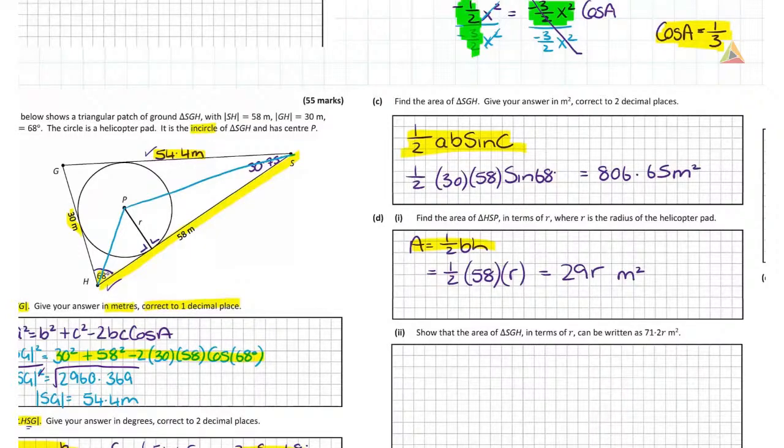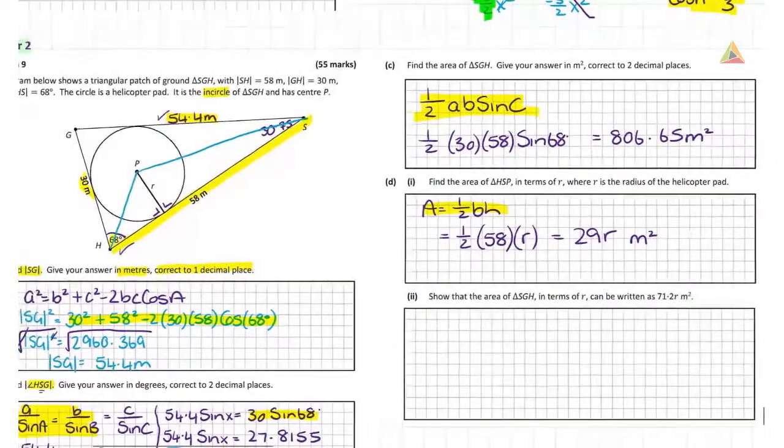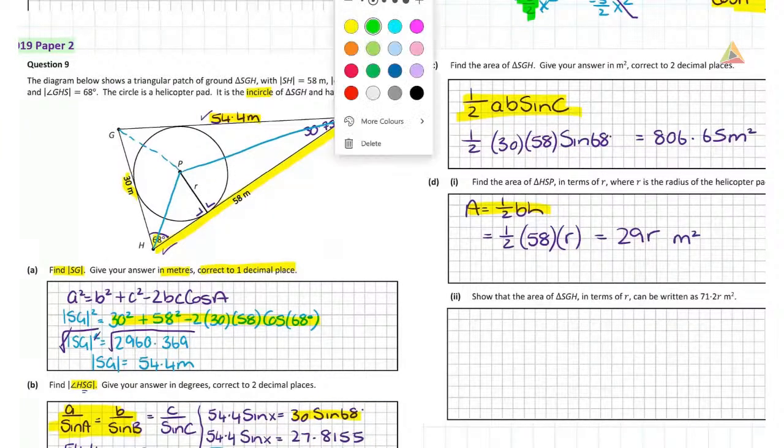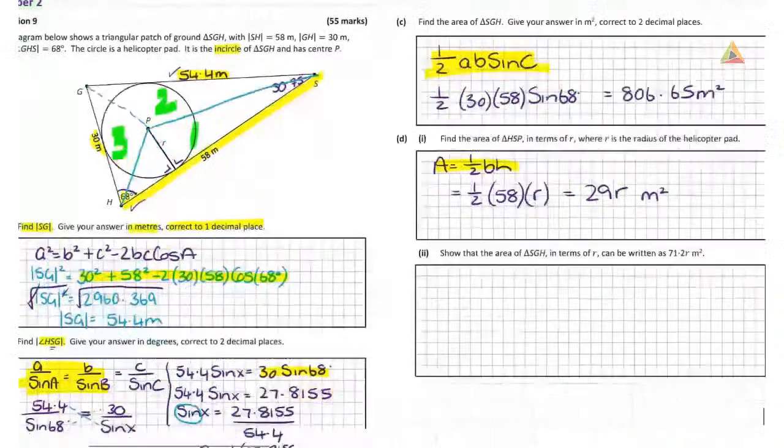Part D, part 2. Show that the area of the triangle SGH in terms of R can be written as 71.2R. So if we go back, we're going to need to find the area of triangle SGH in terms of R. So what I'm actually going to do is split it up into 3 triangles. I'm going to draw another line from G to P there, and I'm going to split this triangle up into 1, so this triangle here, 2, so this triangle here, and 3, so this triangle over here. 3 different areas.